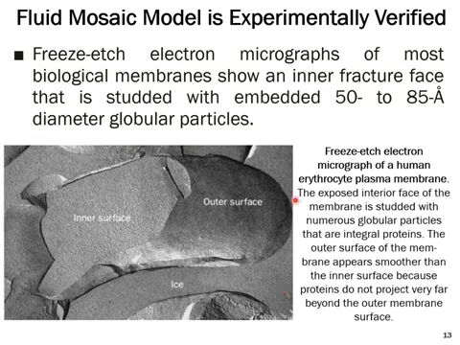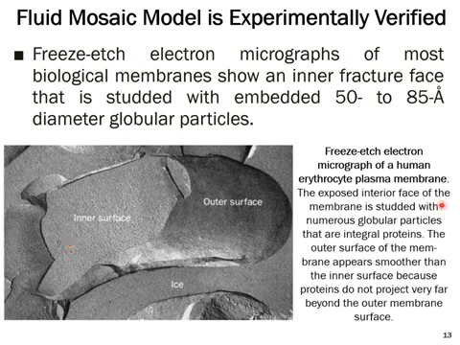So let's have a look at an electron micrograph of a human erythrocyte plasma membrane. Freeze etch electron micrographs of most biological membranes show an inner fracture face that is studded with embedded 50 to 85 angstrom diameter globular particles. So this is the outer surface. This is the fractured area where you can see the inner surface of the human erythrocyte, and you can see small protrusions coming out. These are all globular particles. They are the proteins in the plasma membrane.